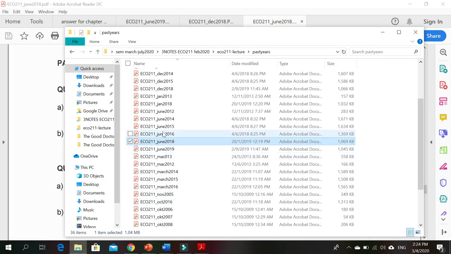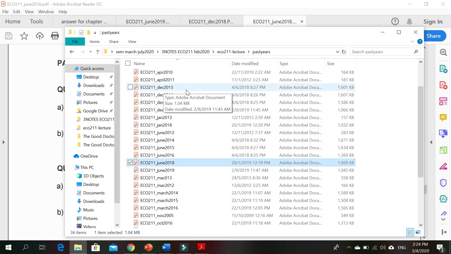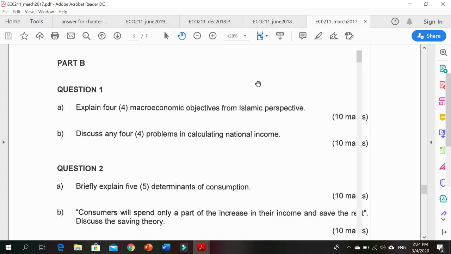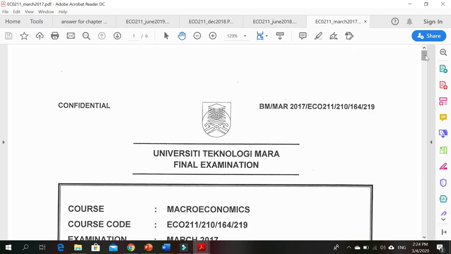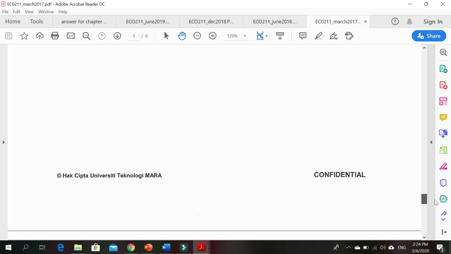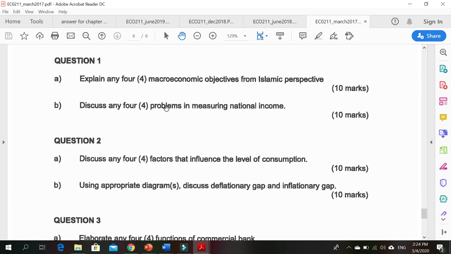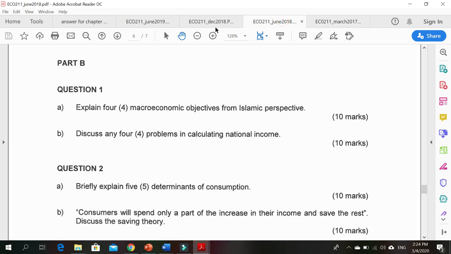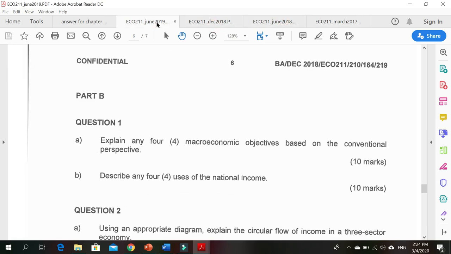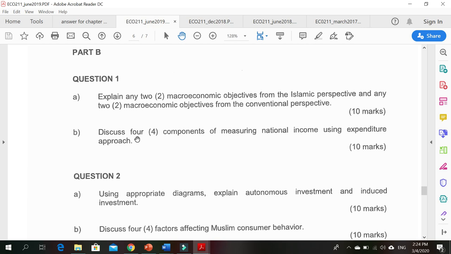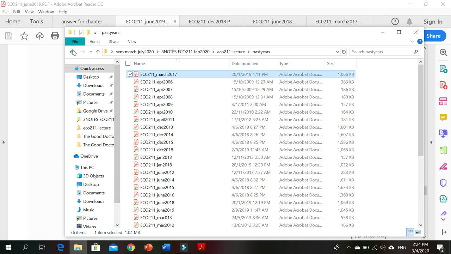Lepas tu kita tengok lagi. 2018, lepas tu 2017. Mac 2017. Tengok dia keluar apa. 4 problems pula. Dia gila-gila. Problem, uses. Yang ni je, lain sikit. Kalau yang ni macam mana nak jawab? 4 component of measuring national income using expenditure approach. Expenditure approach kita ada berapa item?